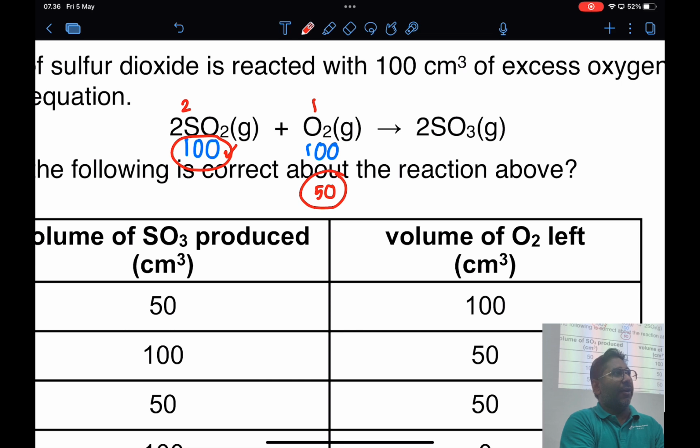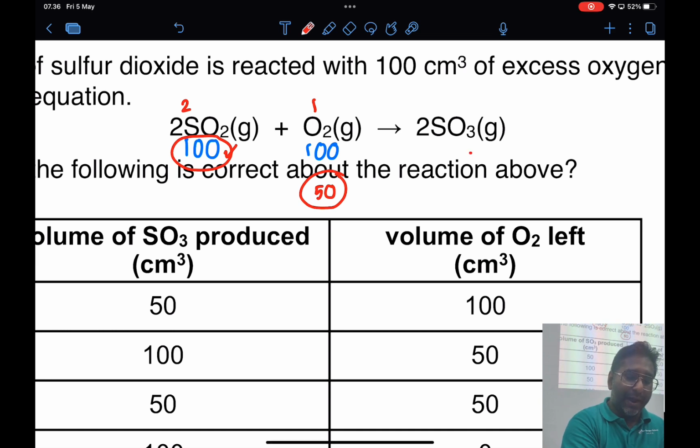In this case, they are already very helpful. They already tell you which one is excess. But in future, maybe they are not going to tell you. You have to use the eeny, meeny, miny, mo method and identify. I already told you how to identify the limiting reagent. So in this case, this is going to be 50.